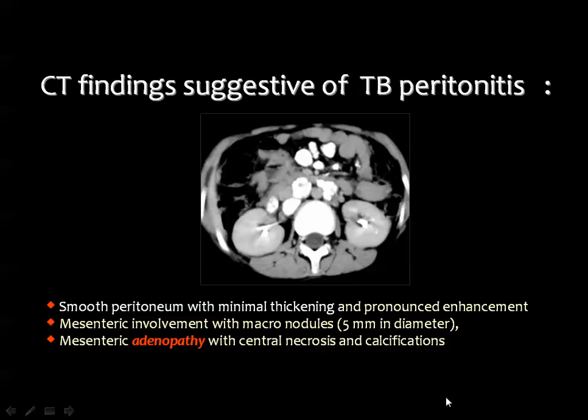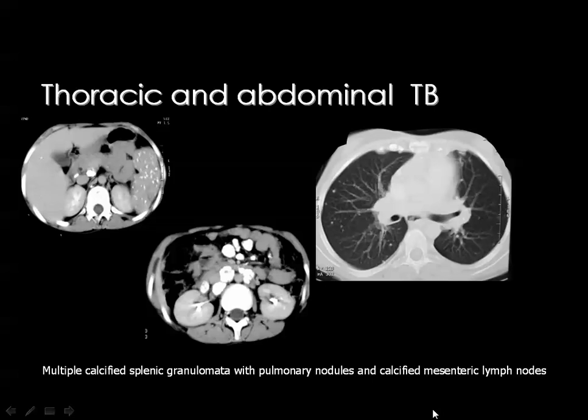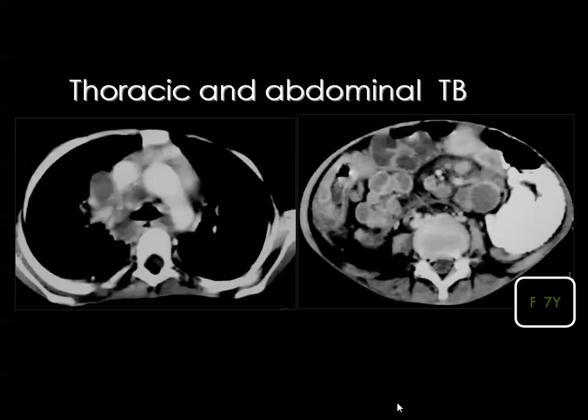Then you remember this case I have presented in the lecture of the splenic imaging, and I have said that whenever you see multiple calcific foci in the spleen or in the liver or both, you think of post-tuberculous calcification or TB infection of the spleen and the liver. And the same case has also calcific lesions in the lung and the calcified mesenteric and retroperitoneal lymph nodes.